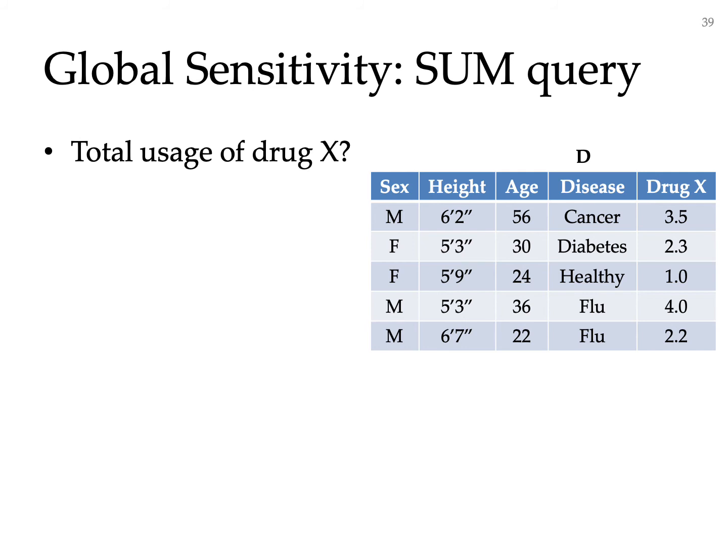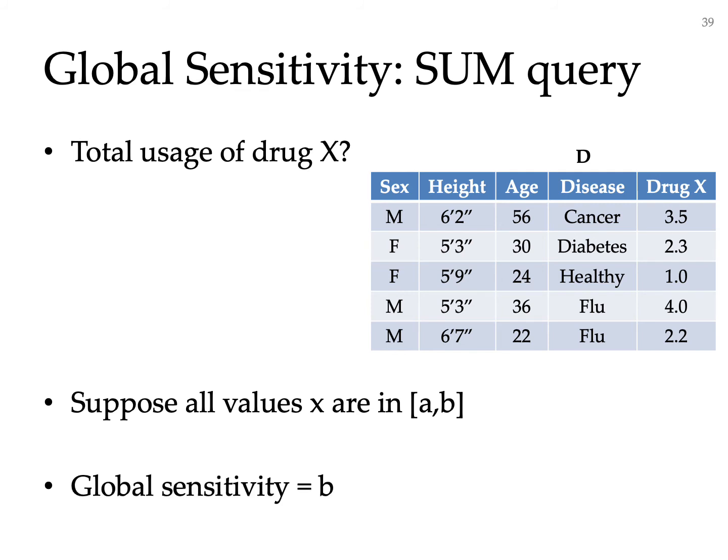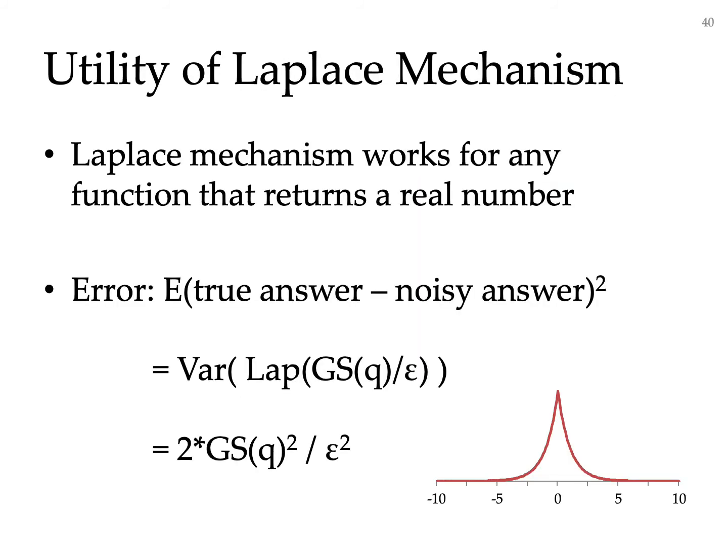Another example is the summation query. For instance, the query that sums the total usage of drug X. And if we assume that all values for drug X usage are real values within range A and B, then we know that the global sensitivity is equal to the maximum possible value of X, which is B. And similarly, to use the Laplace mechanism, the noise should be added proportional to B. In general, the Laplace mechanism works for any function that returns a real number.